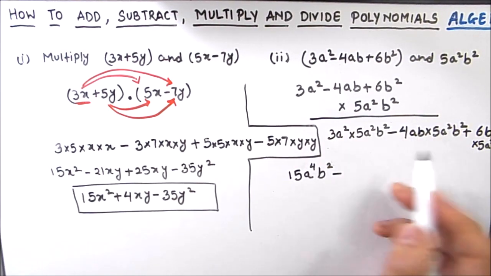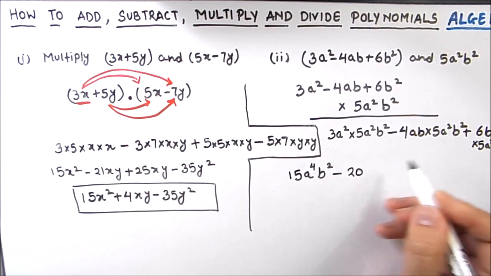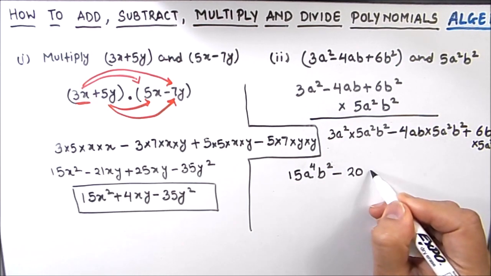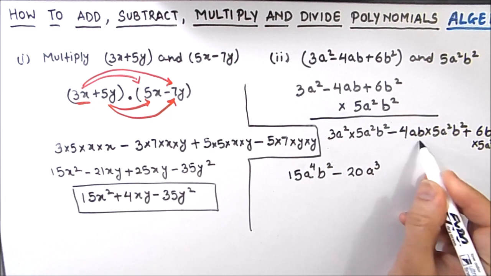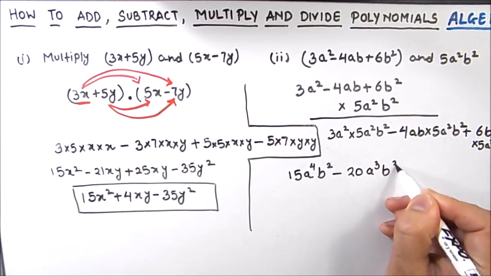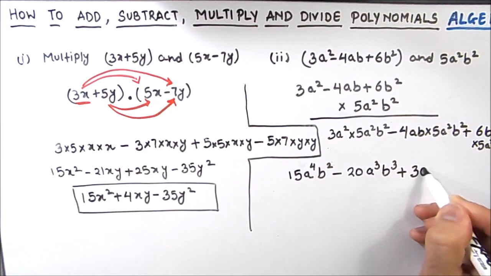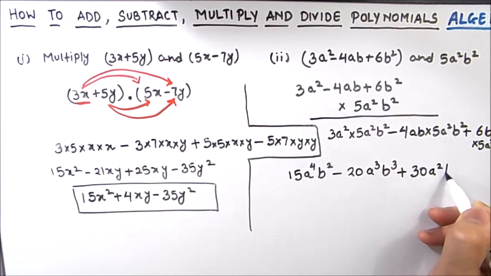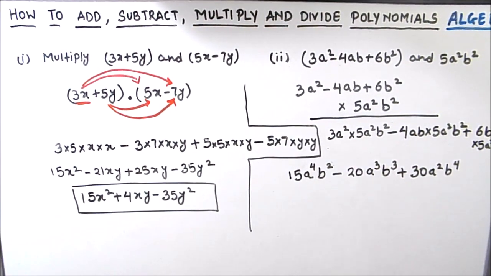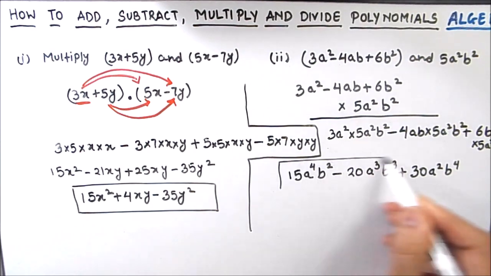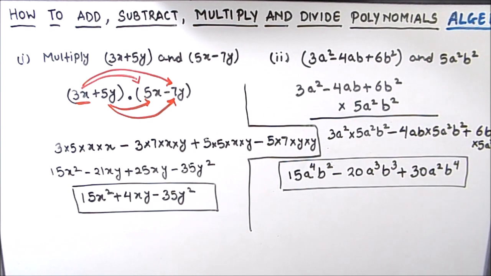Minus 4 times 5 is 20. A times a square is a cube and b times b square is b cube, plus 6 times 5 is 30, a square b to the power 4. So this is our final answer. So you can multiply polynomials using the simple method, direct method or the column method. Let's move on to division of polynomials.